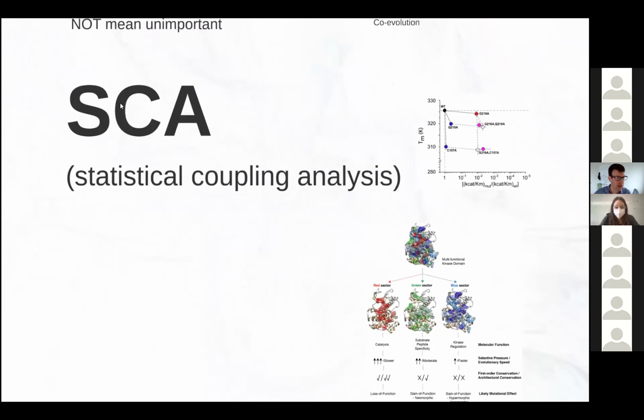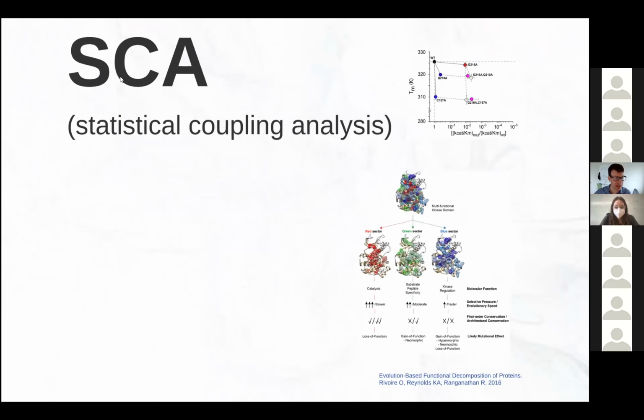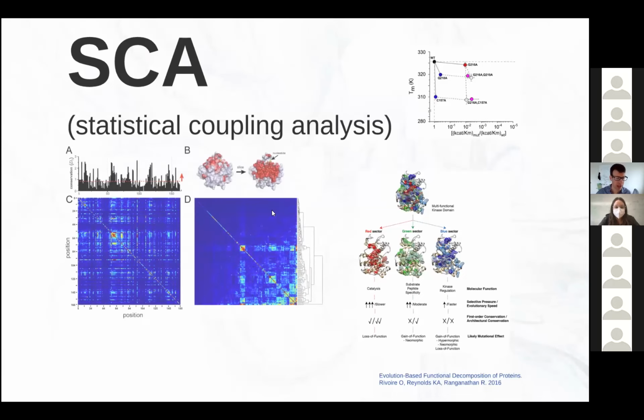Okay, the formal way to do this is called SCA, or statistical coupling analysis. And one of the groups that have worked on this that I think is doing a great job is out of the Ranganathan lab. This is a paper from 2016, but it's basically exactly like what I just told you. On the left here is just like the one that I showed you, but within a kinase domain. So rather than looking at the whole protein, they're just looking at a kinase domain.